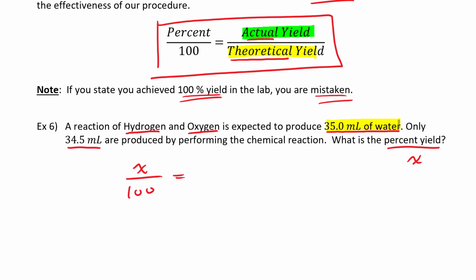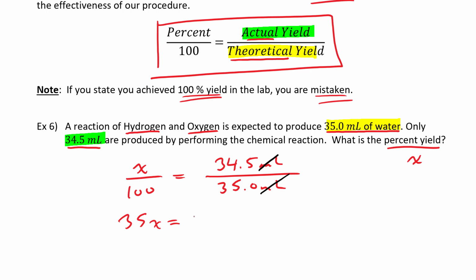Theoretically, we should have obtained 35.0 mL of water. However, we actually obtained 34.5. Let's plug those in. Notice, same units on the top and the bottom. They cancel each other out. Cross multiply. Divide both sides by the coefficient in front of x to isolate x on its own.